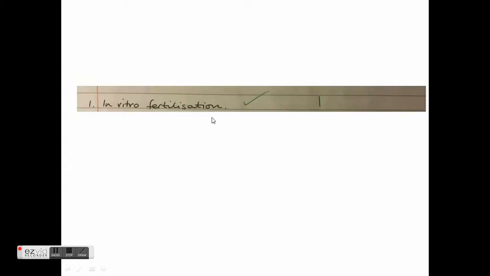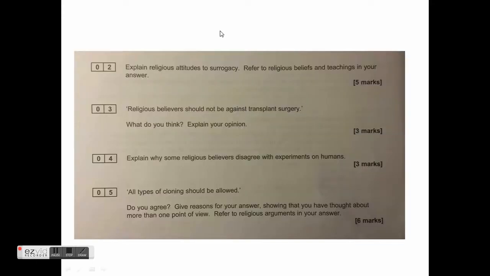Anyway, question 2, moving on, is explain religious attitudes to surrogacy. Refer to religious beliefs and teachings in your answer. And this one's worth 5 marks. So you need to explain 2 or 3 religious beliefs and teachings that outline the religious attitudes to surrogacy as a thing.